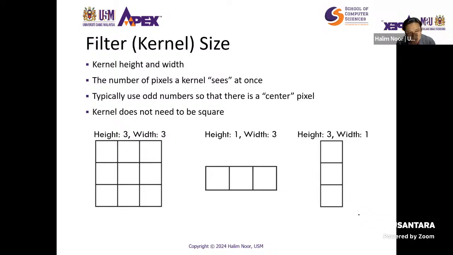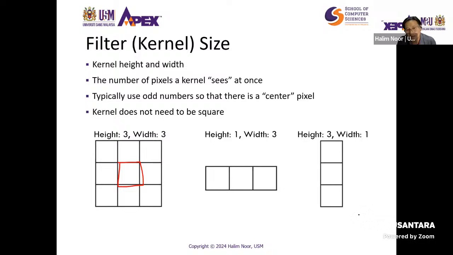Typically, the shape of the filter is square. Okay, in computer vision, normally it's square, right? And the number is odd, so that we can have a center. We can have the center of the filter or the region, right? So normally we use 3 by 3 or 5 by 5 or 7 by 7.